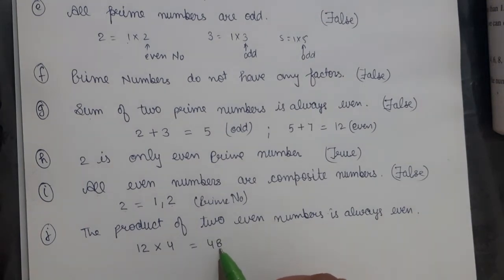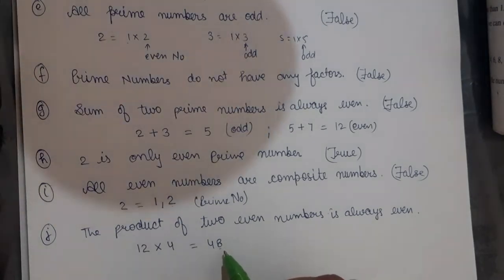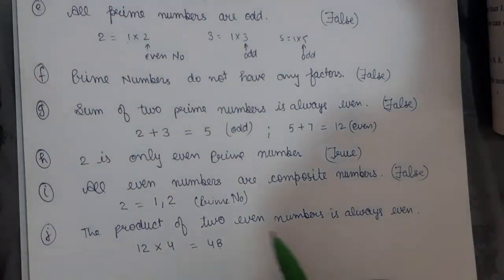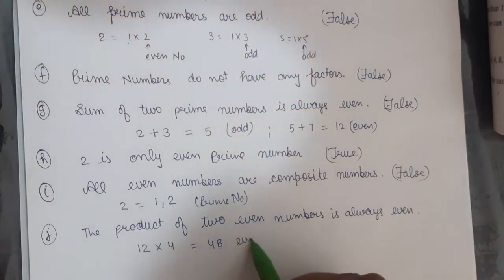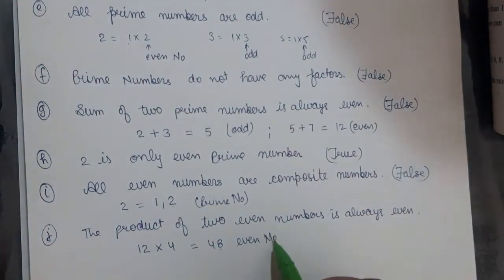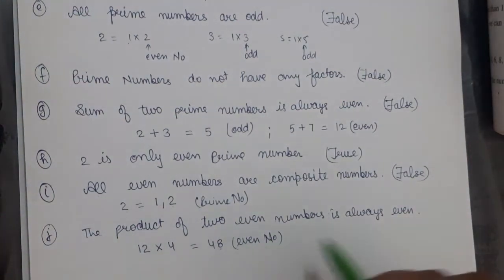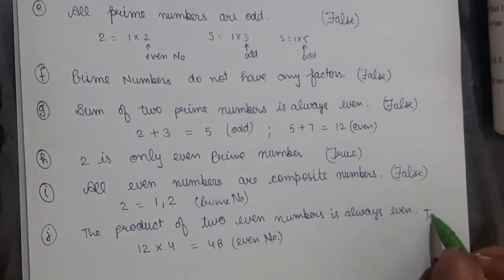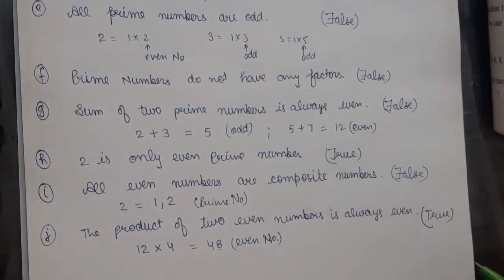Numbers that end with 0, 2, 6, 4, 8 will be even numbers. So it is again an even number. So this statement is right. That is a true statement.